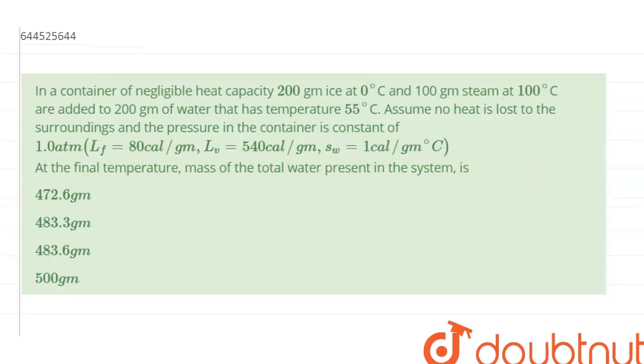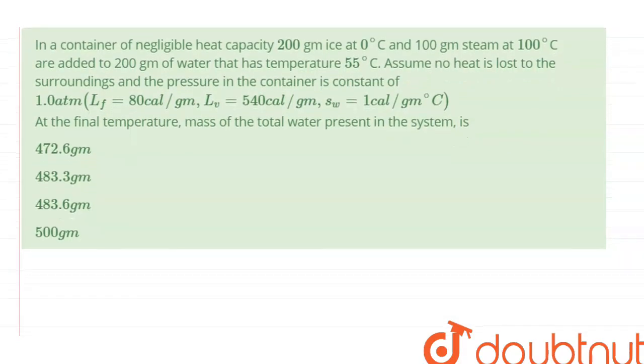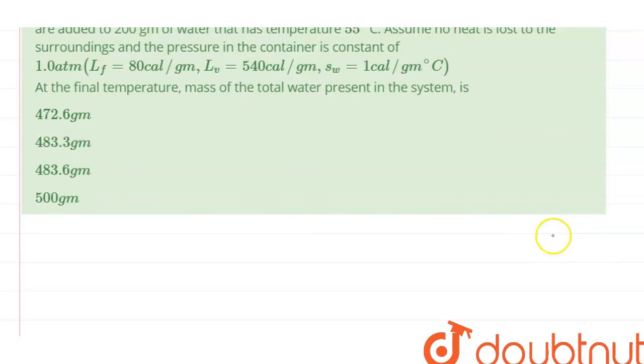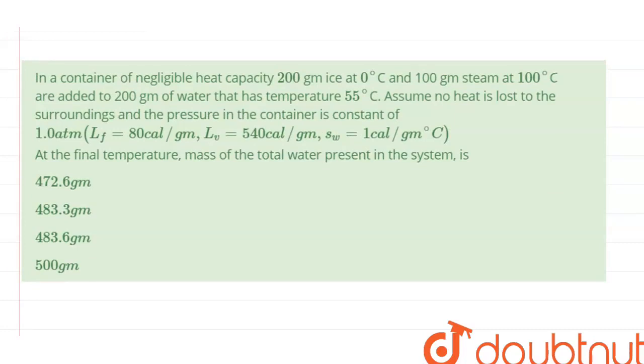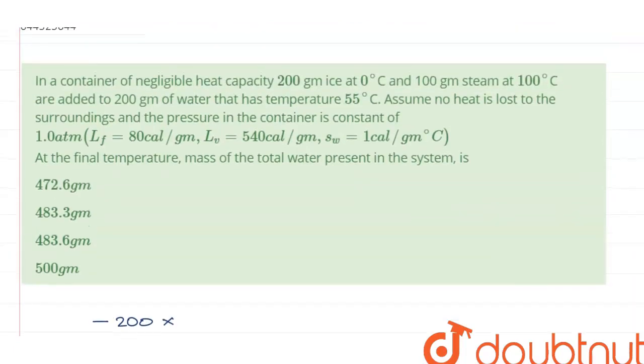Okay. So let's try to find the final temperature of the system first. For doing that, I'm going to add up all the energies that are being absorbed or released in the form of heat in this system, because there is no heat being exchanged from the surroundings outside the system. So how do I do that? Let's start. We have 200 grams of ice, right? So 200 grams of ice will absorb some heat.